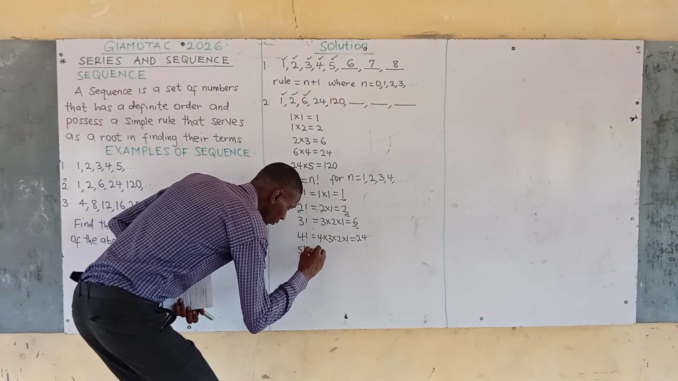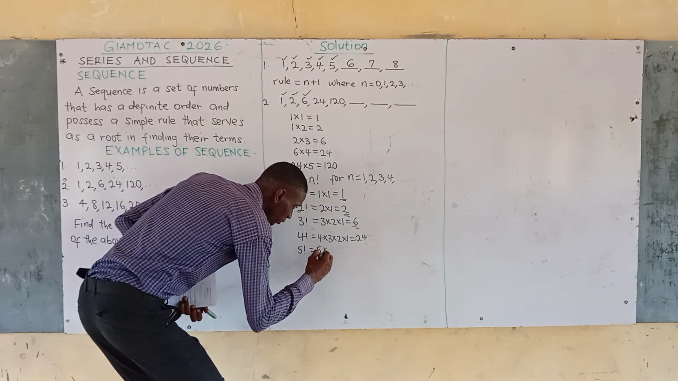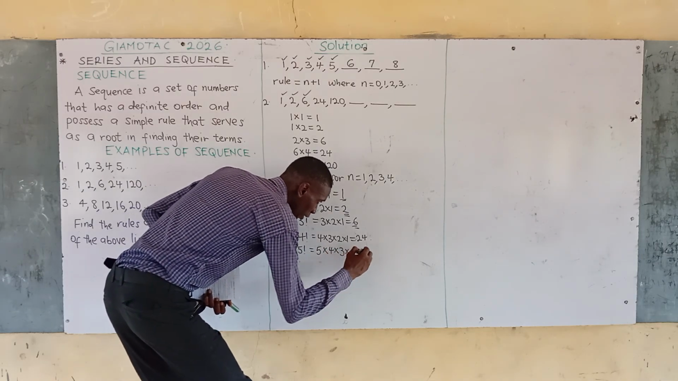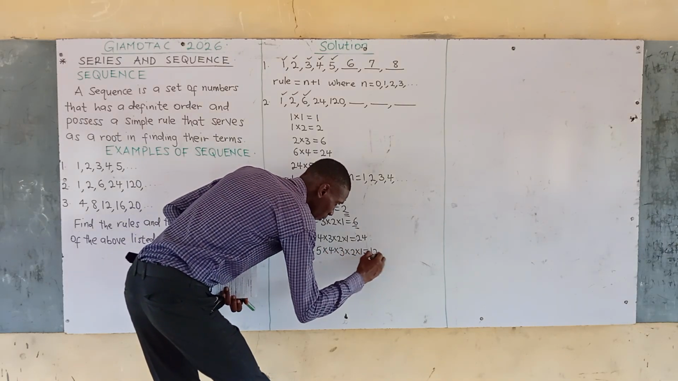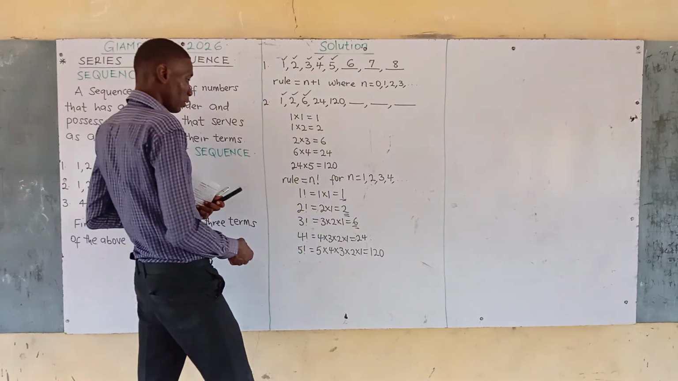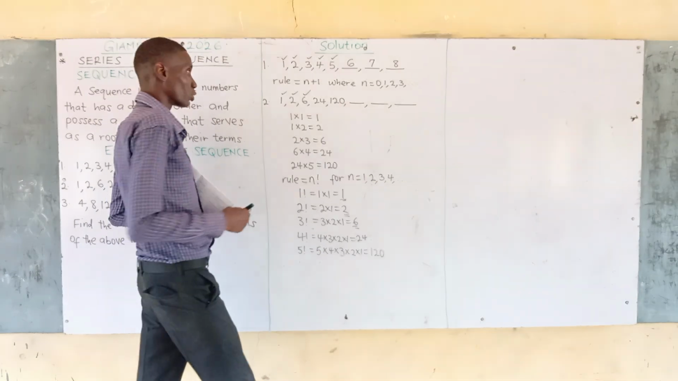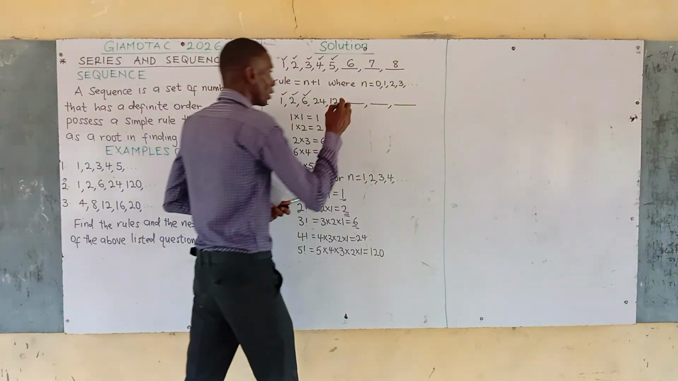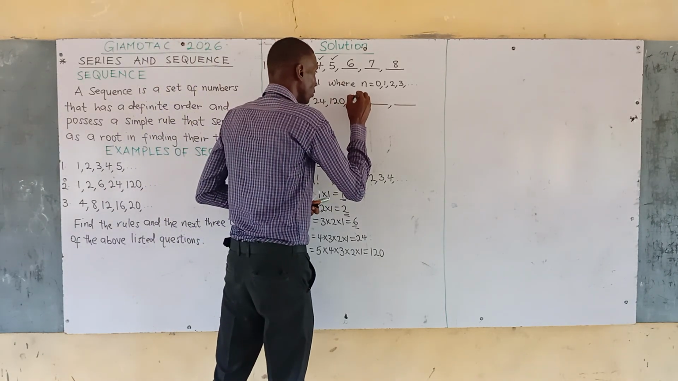5 factorial is going to give us what? 5 times 4 times 3 times 2 times 1, and that will give us 120. Are you seeing it? So, I will leave the remaining one for you to solve. What will be our answer? This is going to give us 720.